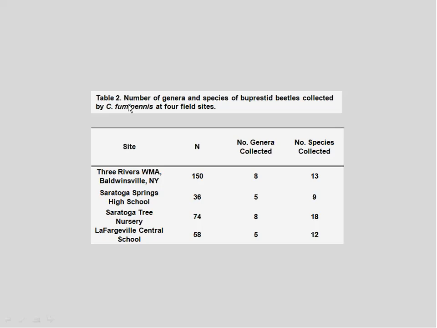Just to give you an idea of the amount of species we're turning up from different sites, here are a couple of my long-term monitoring sites, the amount of beetles we've caught, and then here's the number of species we're getting per site. So actually out in Saratoga at the DEC tree nursery, we have a high number, 18 species out of the 74 beetles caught. And I assume some of that's just a reflection of the different species of trees that are being grown on the tree farm, but still interesting nonetheless.